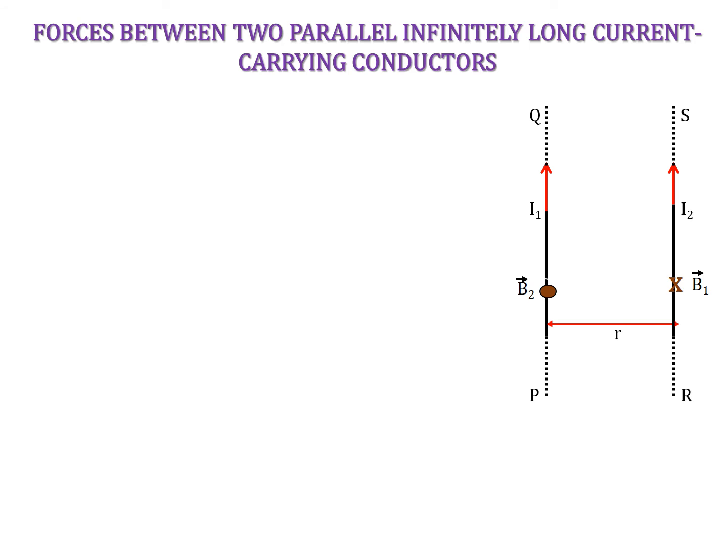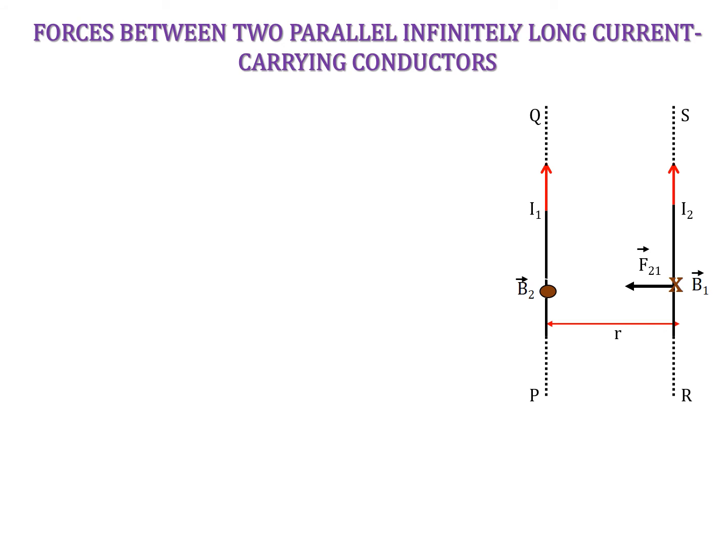If you take the conductor RS, current is in the upward direction, magnetic field is inwards. When you apply Fleming's left hand rule, the force on RS will be towards PQ. Using Fleming's left hand rule, the force will be towards the conductor PQ. That means RS is attracted towards PQ.